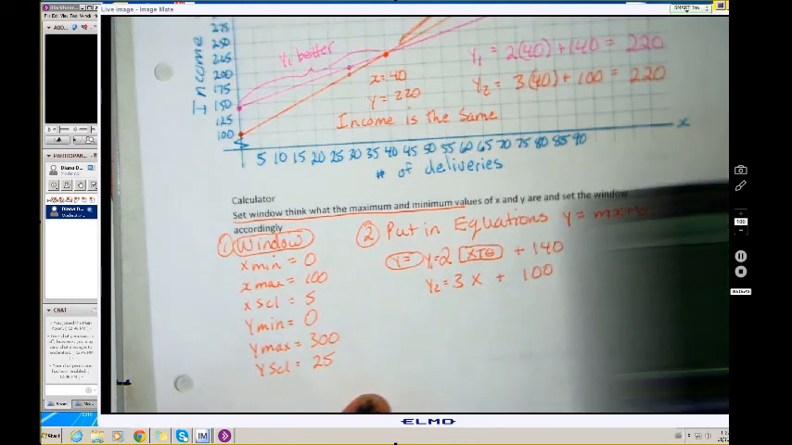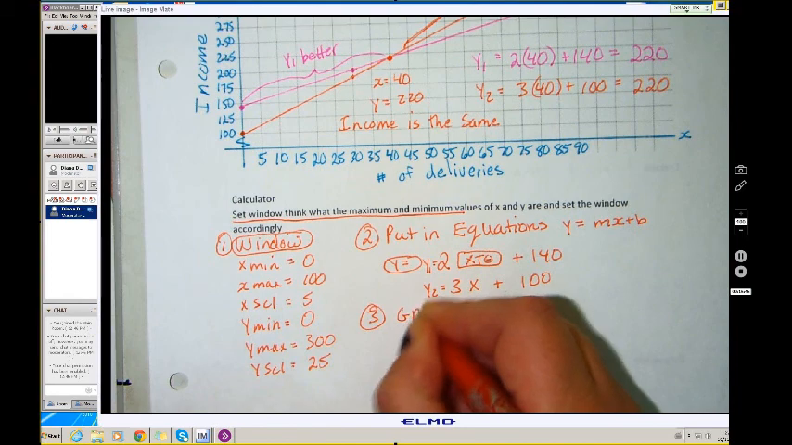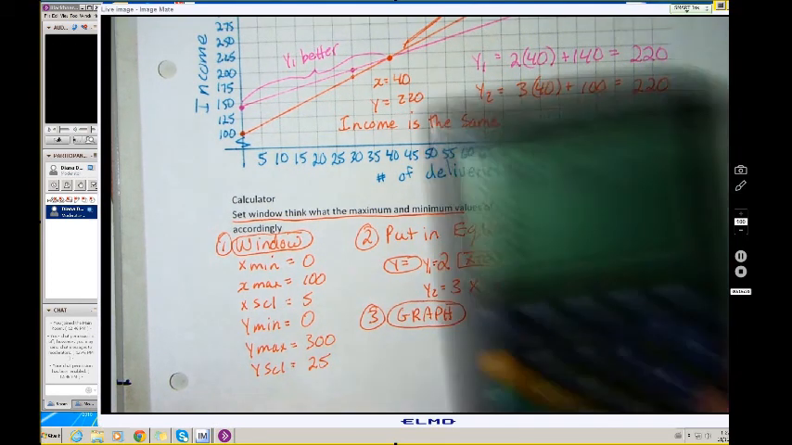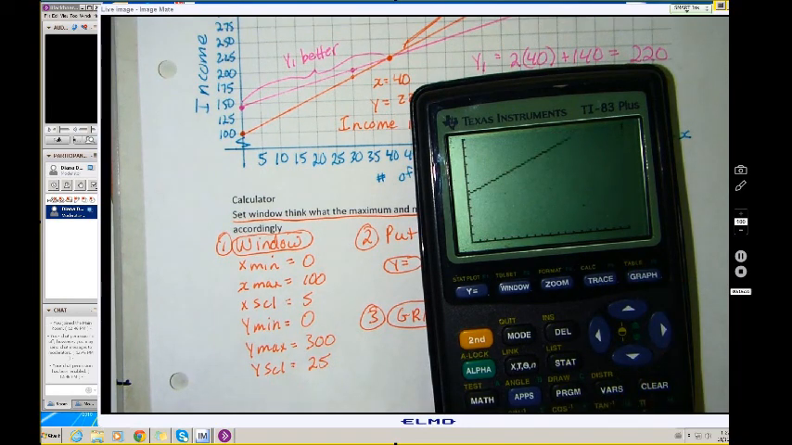Okay, and then step number 3 is you're going to press the graph button, which is at the top there. Hit graph, and it graphs your lines for you. So you have a graph. Hopefully they'll look something like that. Yeah? Did we get that?